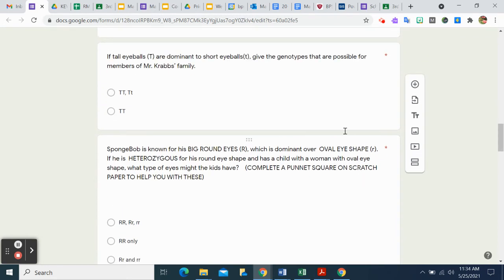All right, so which should be the answer here? Give the genotypes that are possible for members of Mr. Krabs' family.